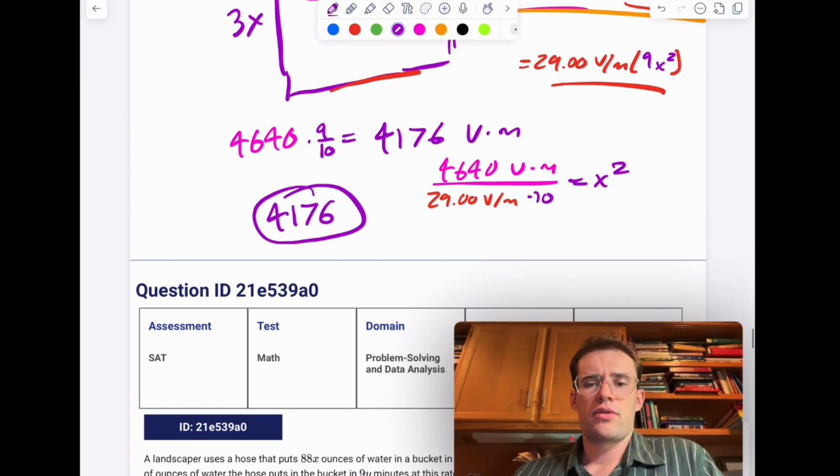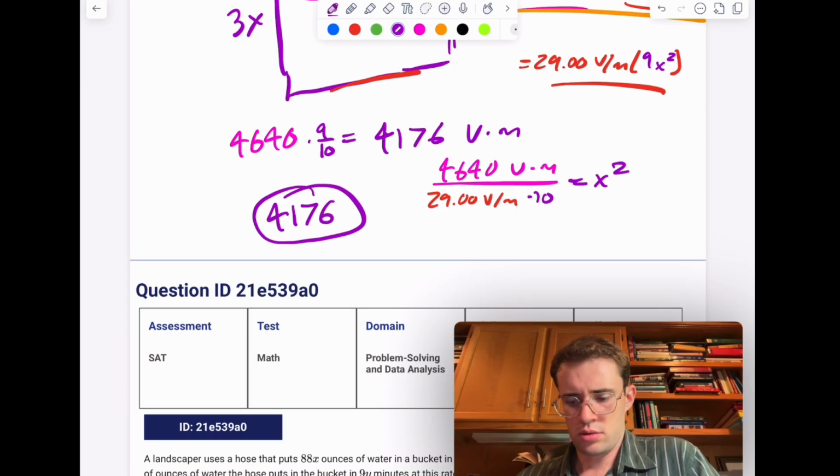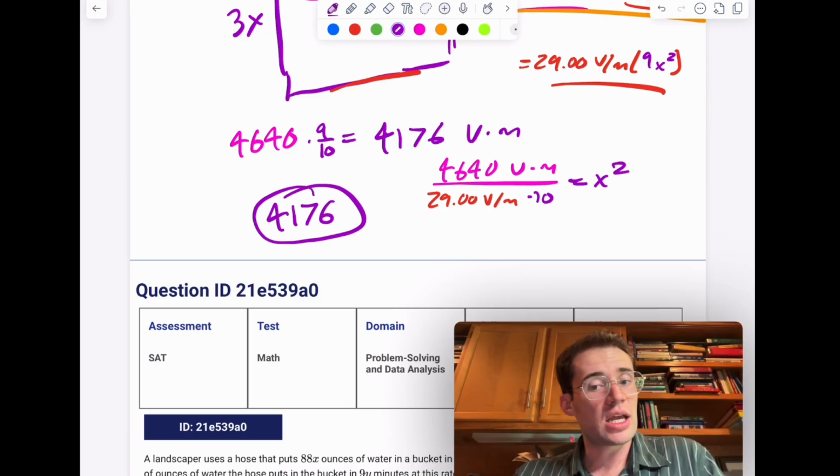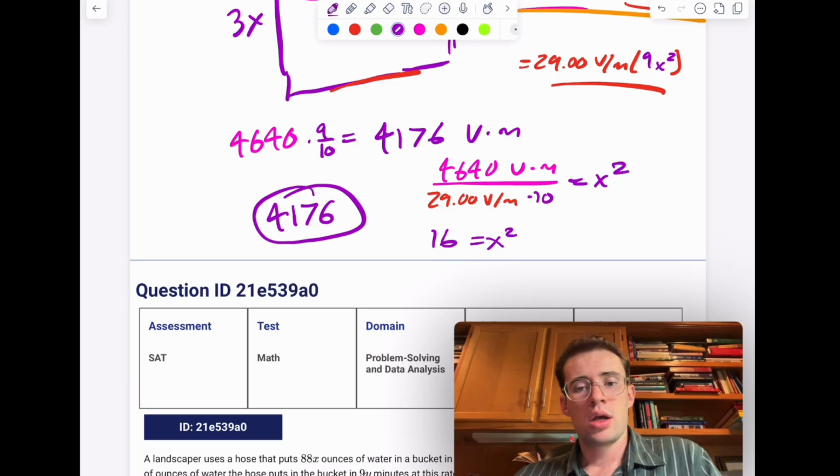So that would give 4640 divided by 290, that's divided by 29 and then divided by 10. That gives us x squared equals 16. Oh, okay. It's a nice even number. It's a perfect square.